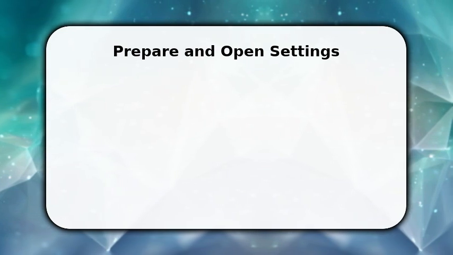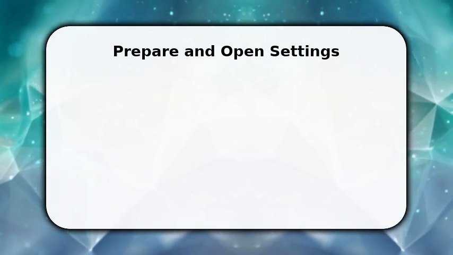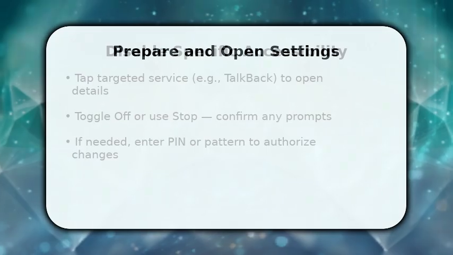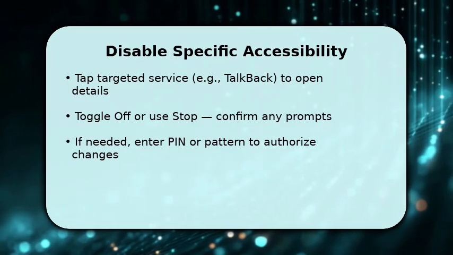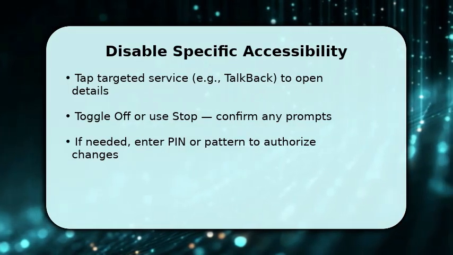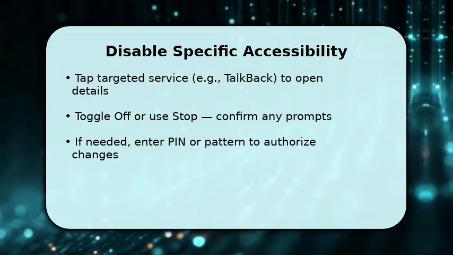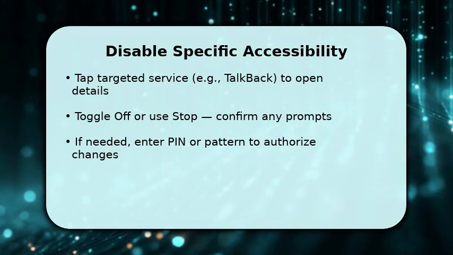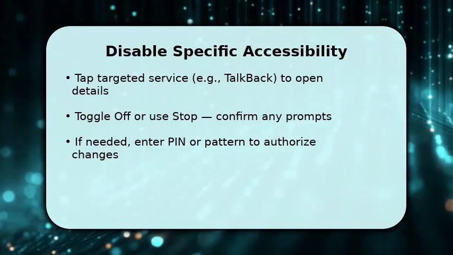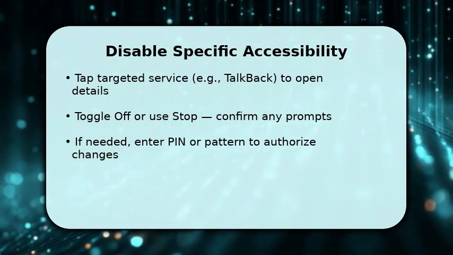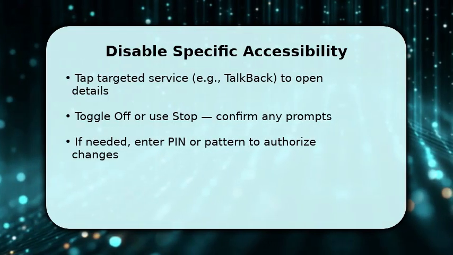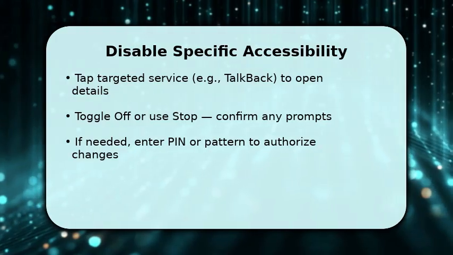You now tap the specific accessibility service to open its details and controls. This is where toggles and permission settings live. Once open, flip the toggle off or press stop, and then confirm any system prompts because Realme may ask permission to change accessibility states. If the service resists, check for a persistent notification or device admin approval and revoke it.